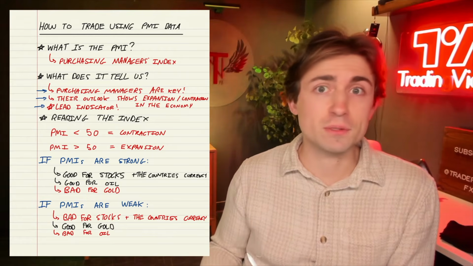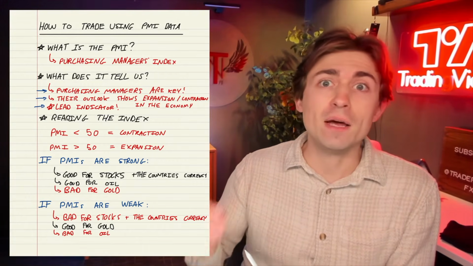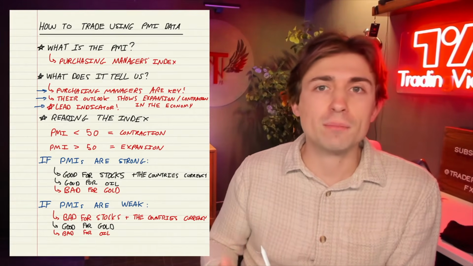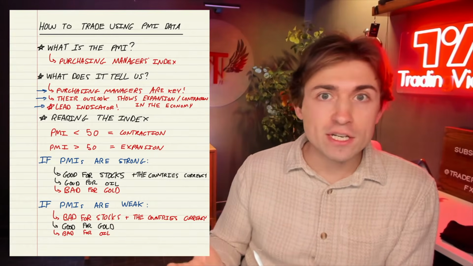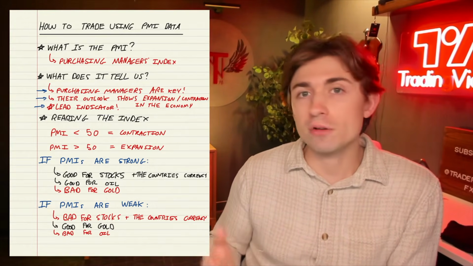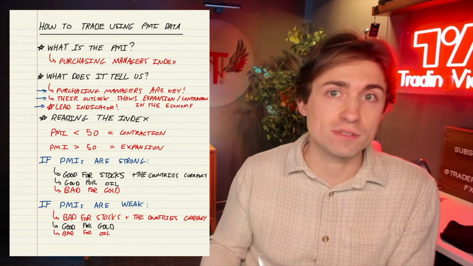So it's really simple to read these numbers. If the services and the manufacturing PMIs, which again, they present in two different data points, if that number is above 50, it shows expansion, and if that number is below 50, it shows contraction. Again, generally a strong economy, you'll see higher readings in the PMI numbers for services and manufacturing.